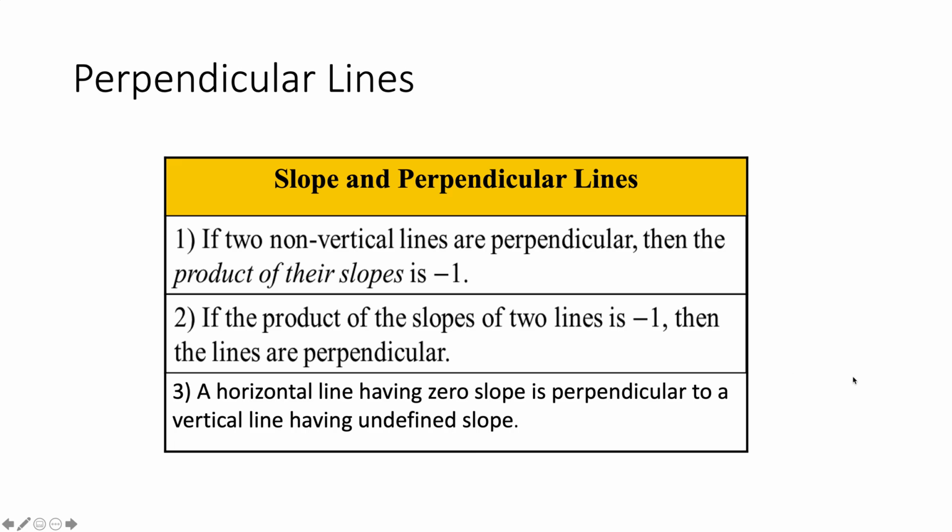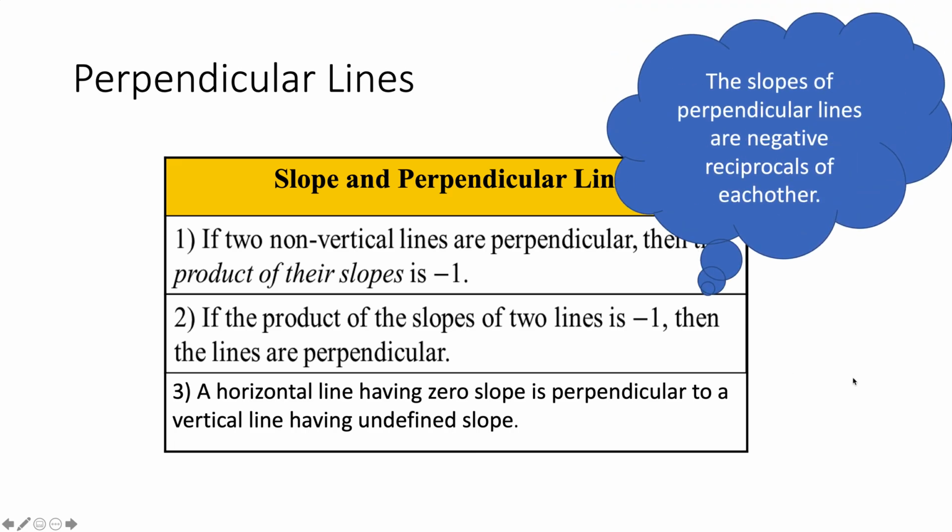Now, a more practical, easy way to understand it: the slopes of perpendicular lines are negative reciprocals of each other. What do I mean by that? If the first slope, m sub 1, is 3/5, then the second slope, m sub 2, is going to be -5/3. Reciprocal means to flip the fraction, so 3/5 and 5/3 are reciprocals. And negative means you have to negate. If the first one's positive, the second one is negative.